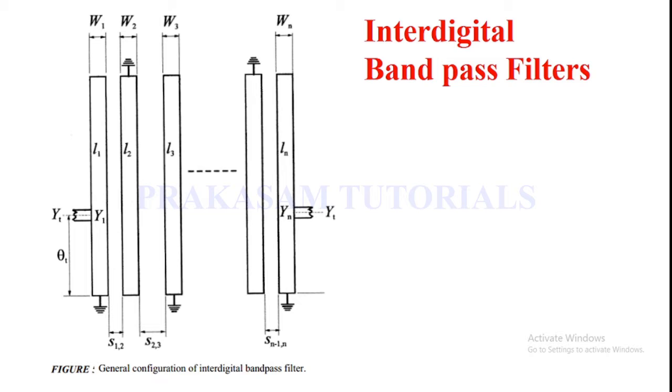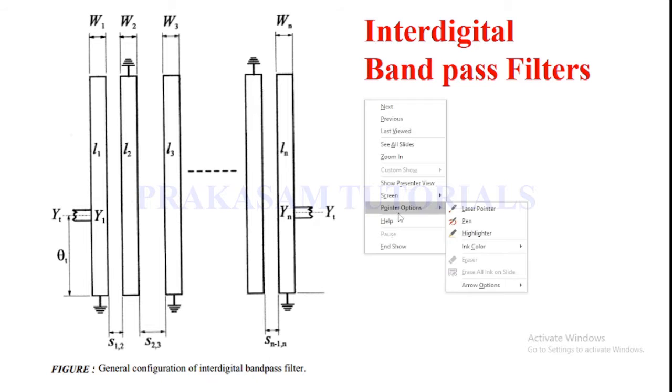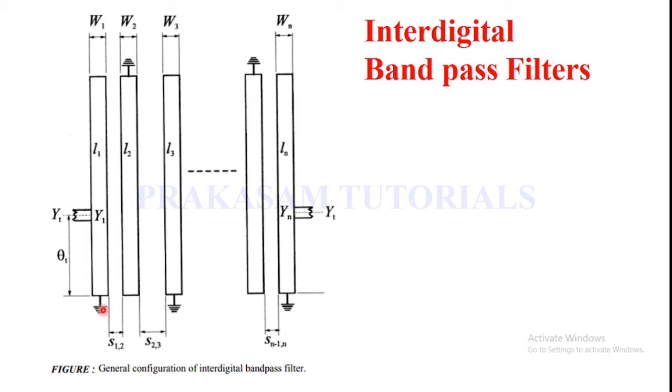The configuration as shown consists of an array of n TEM mode or quasi-TEM mode transmission line resonators, each of which has an electrical length of 90 degrees at the midband frequency and is short-circuited at one end, and open-circuited at the other end, in alternating orientation. In this general representation, one end is a short-circuited line and the other end is an open-circuited line.